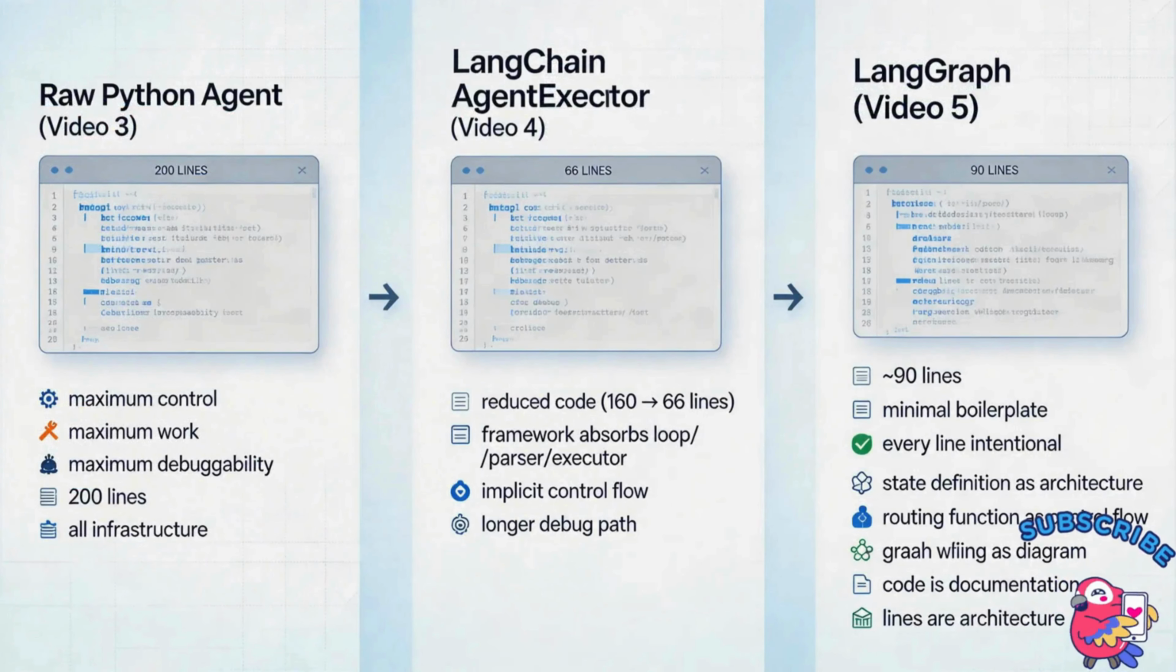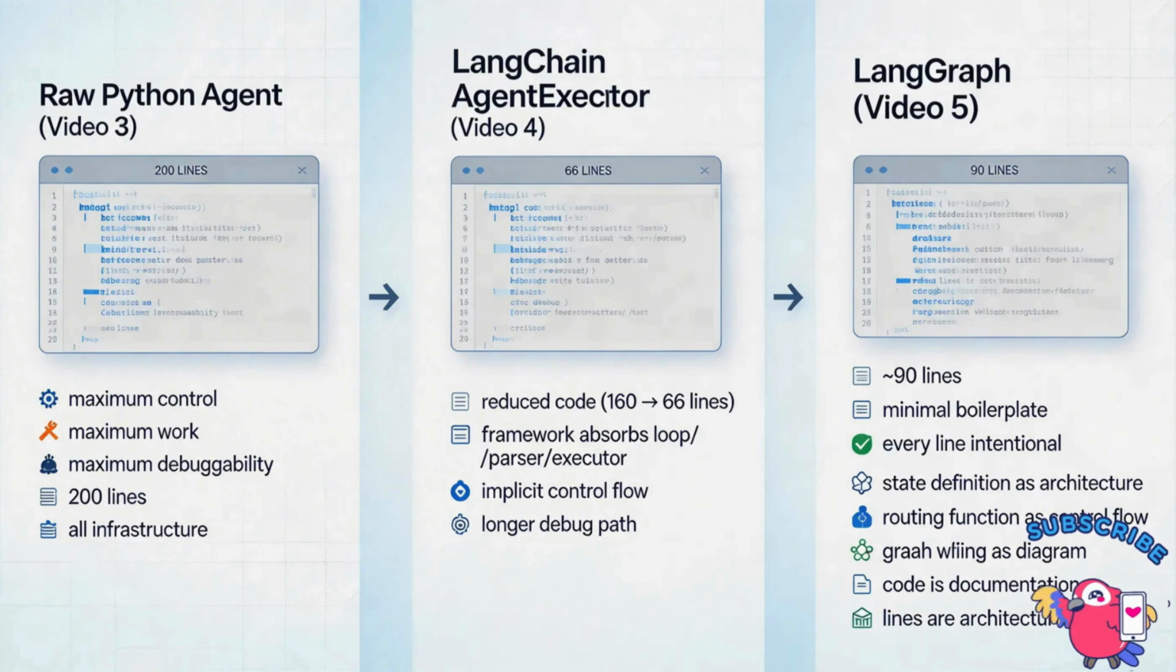Let's compare the 3 videos we built in this series. Video 3 was 250 lines of pure Python code where we built the raw agent using Python libraries. We built everything ourselves, including memory, parser, executor, and loop. Maximum control was there and there was maximum visibility. Every line was infrastructure that we chose to write. We had great flexibility in that option.